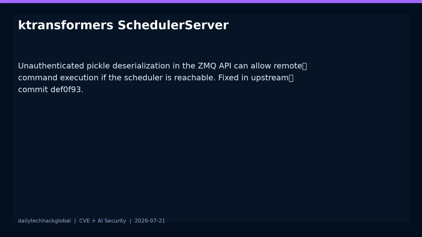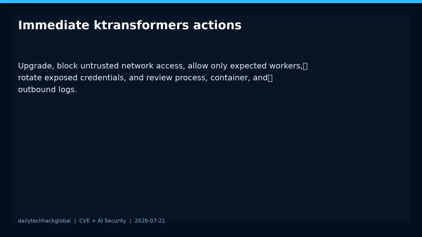What should teams do now? Upgrade to a version that includes the upstream fix or apply the referenced commit guidance from the project. Block network access to SchedulerServer from untrusted networks. Use private routing, firewall rules, security groups, or container network policies so only expected workers can connect. If you ran Transformers in a shared lab, notebook environment, or internet-reachable host, rotate tokens and credentials that were available to that process. Review shell history, process launch logs, container events, package changes, and outbound connections for unexpected activity.